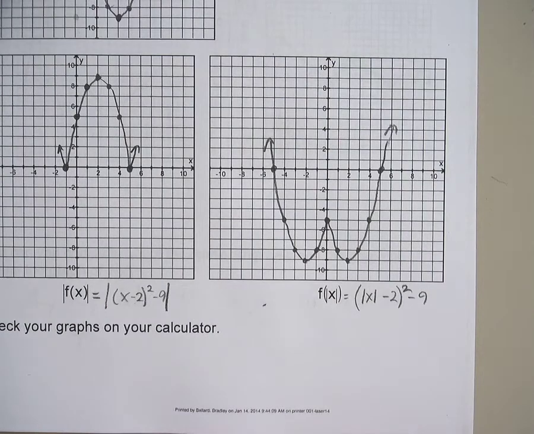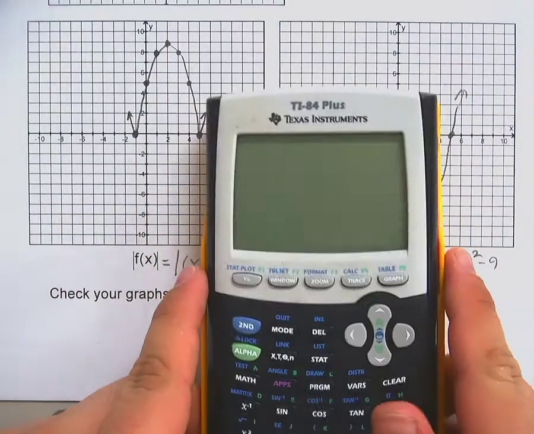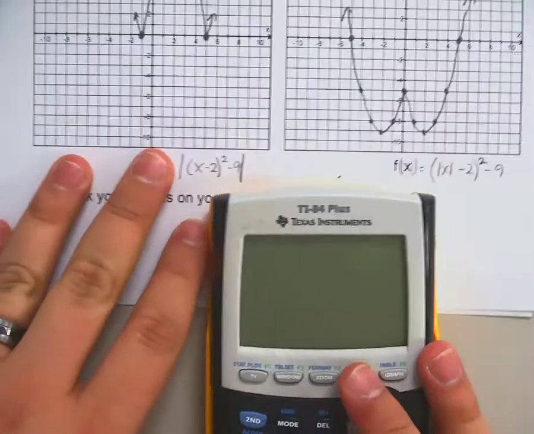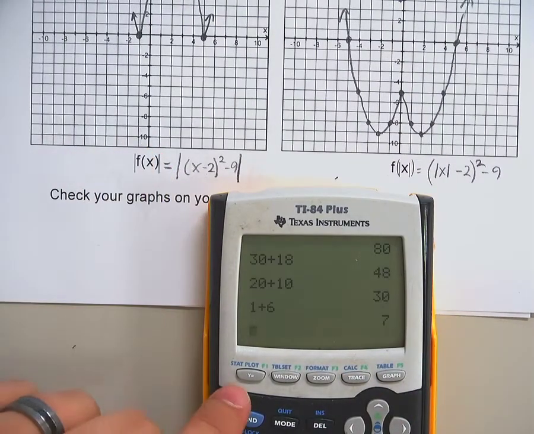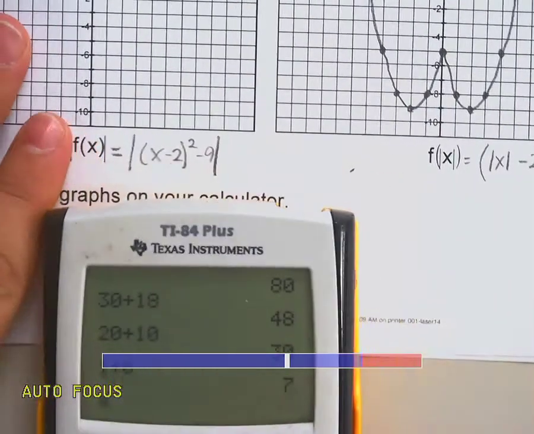Now I am going to show you how to do that. We've got a little time left. It's only been 15 minutes, so we've got a little time. I want to show you how to enter these in just really quickly. It's not that difficult as long as you know where the absolute value symbol is at. So, let me do this first one here.